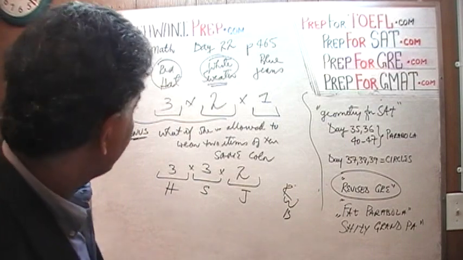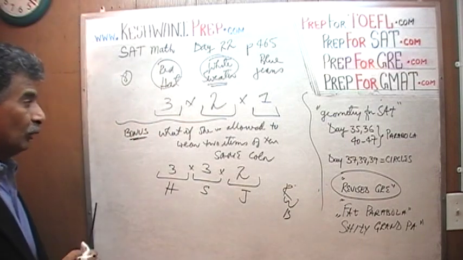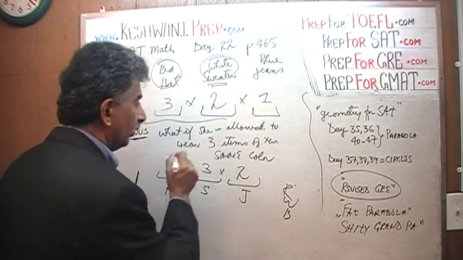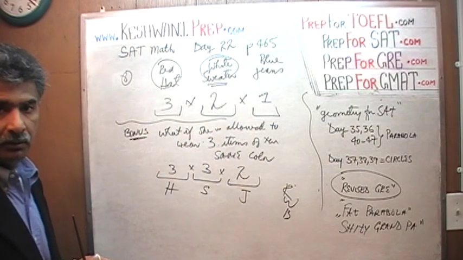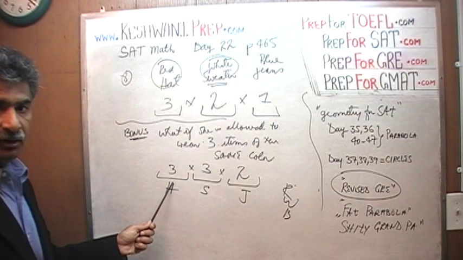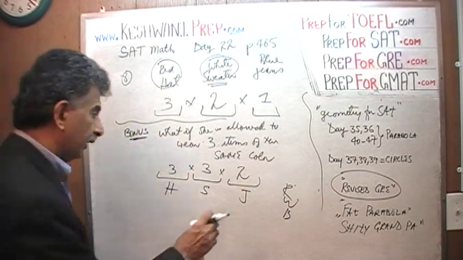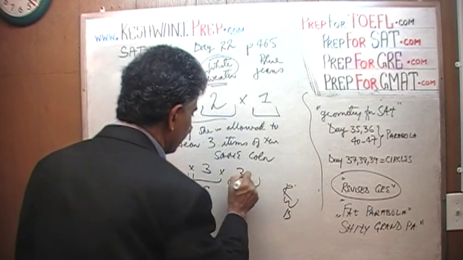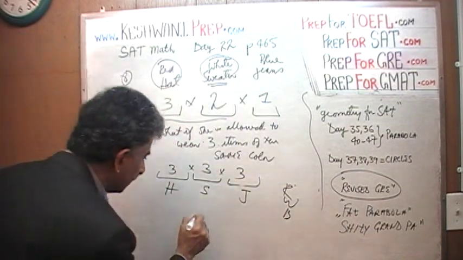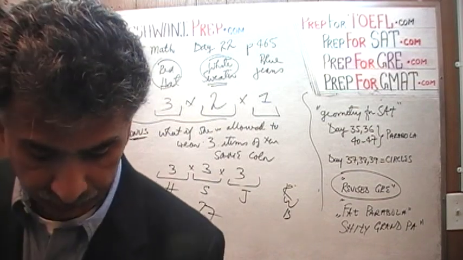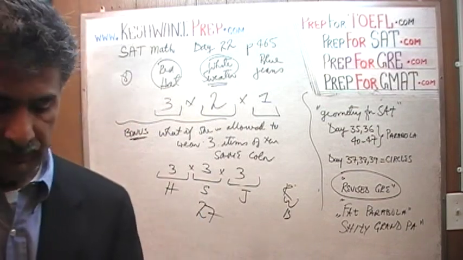Now let's do one more. Last problem. What if she is allowed to wear 3 items of the same color? Well, in that case there are 3 different ways she could have chosen the first item, 3 different ways she could have chosen the second item, and 3 different ways she could have chosen the third item, giving her 27 ways of picking the 3 items, which is answer choice E.